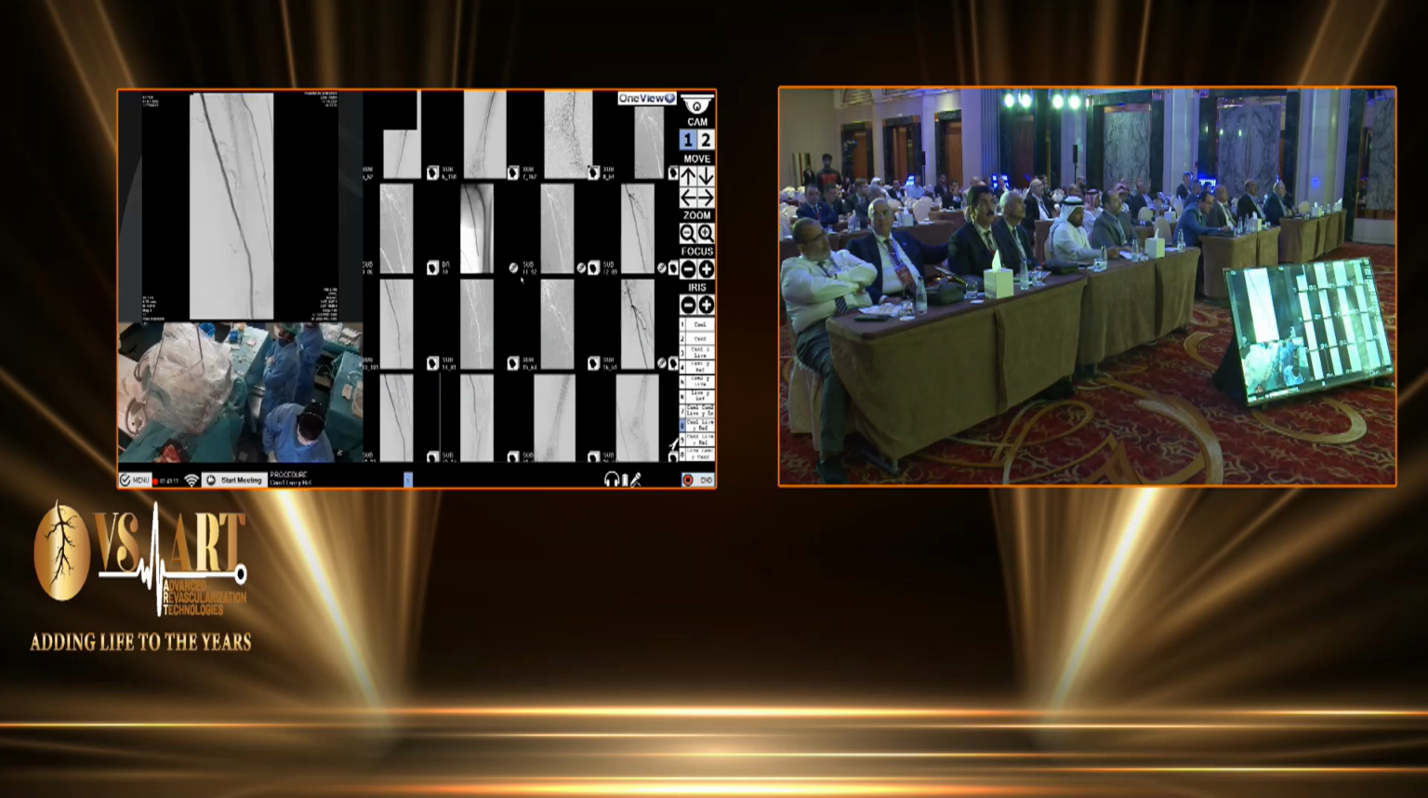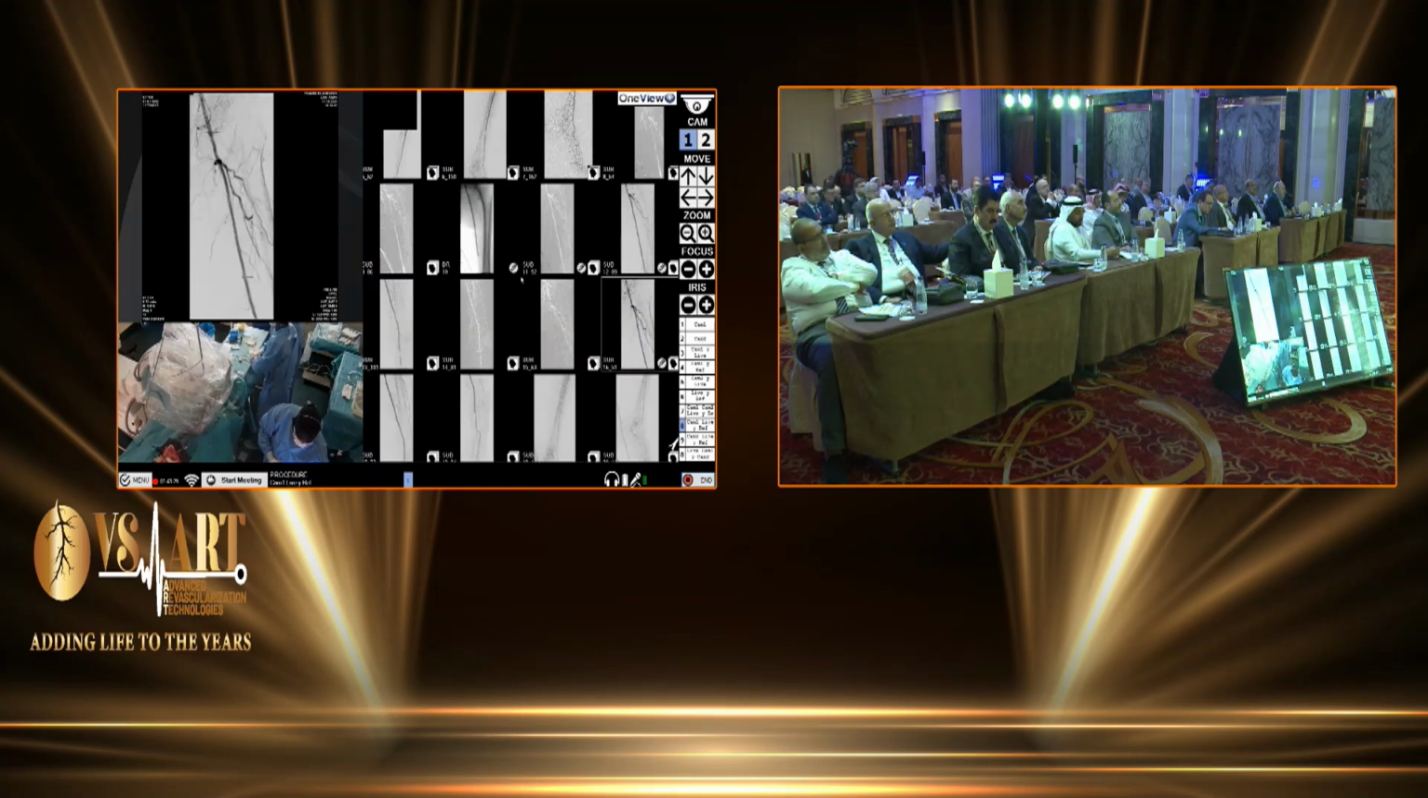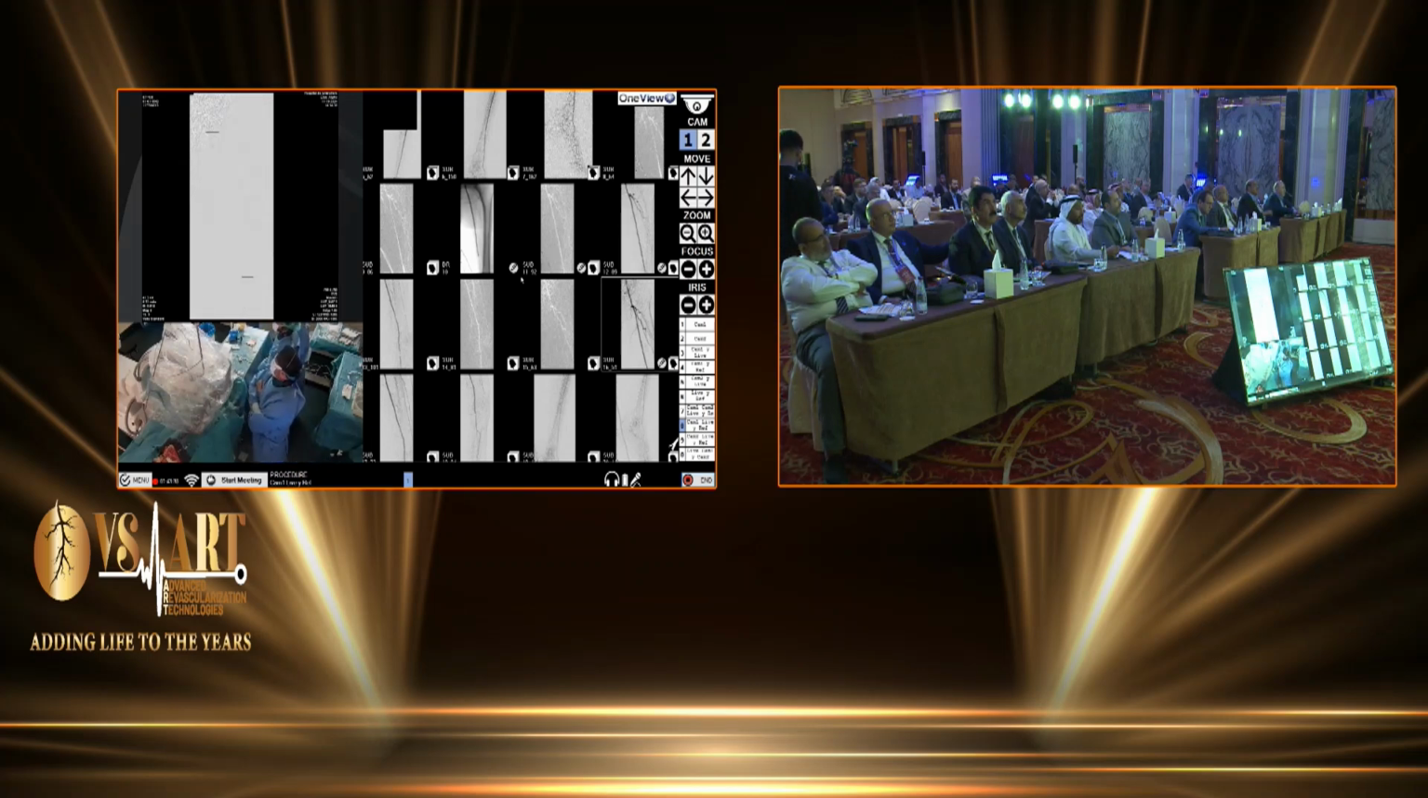This is the mid SFA, and the hot issue would be this area in the common femoral artery and the profunda. What do you think? So profunda is patent. Do you need another projection to be sure, or maybe one magnification of the bifurcation? Okay, perfect.